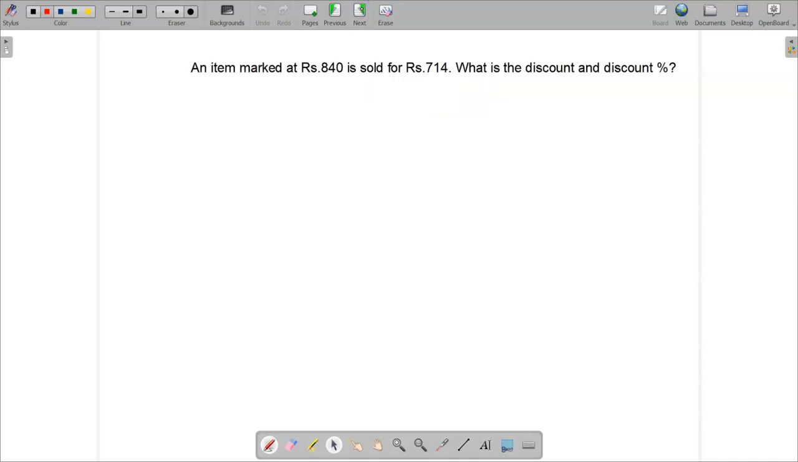The question is, an item marked at rupees 840 is sold for rupees 714. What is the discount and discount percentage?